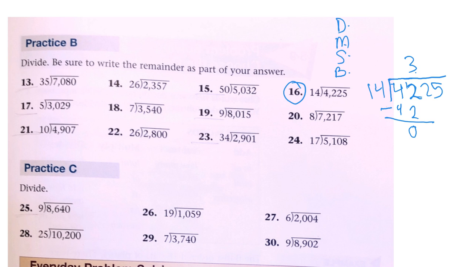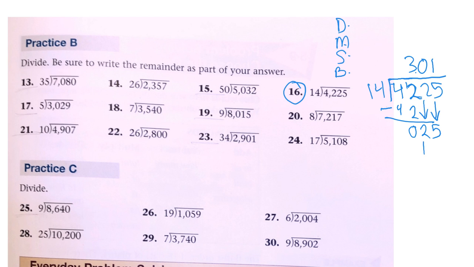Bring down the next 2, and I see that 2 is less than 14. So 0 14s go into 2 because 2 is less than 14. So bring down the next number. Now 25 is bigger than 14, but 2 14s would be 28, and that's bigger than 25. So I'll divide by 1.